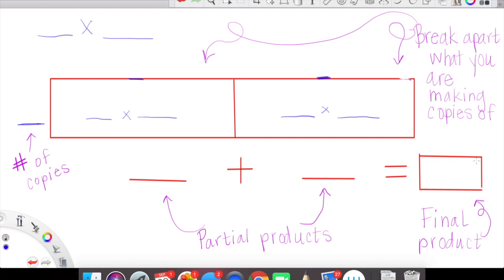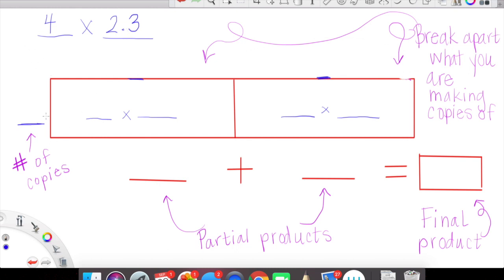Partial products are not the final product. In order to figure out the final product, you're going to have to add our partial products together. Okay, so let's take a look. We're going to look at 4 copies of, let's say, 2.3. Oh dear, calc got hurt. Okay, so our expression is 4 times 2.3.